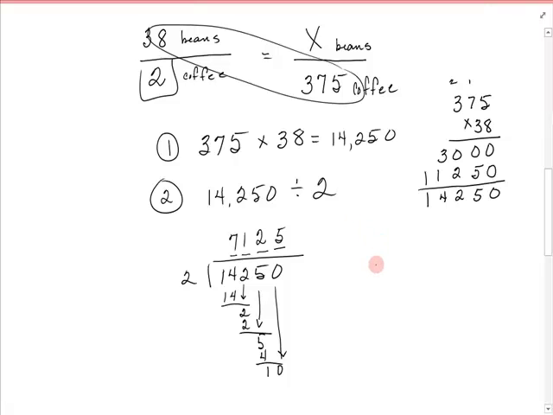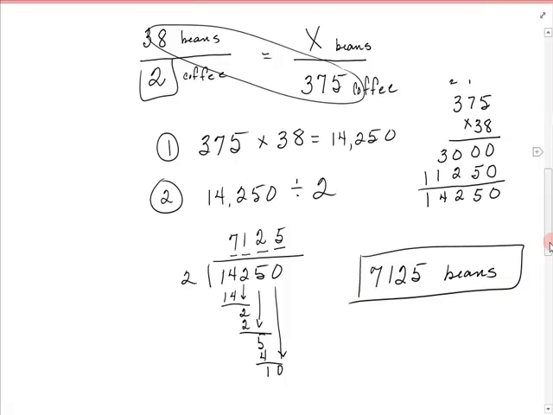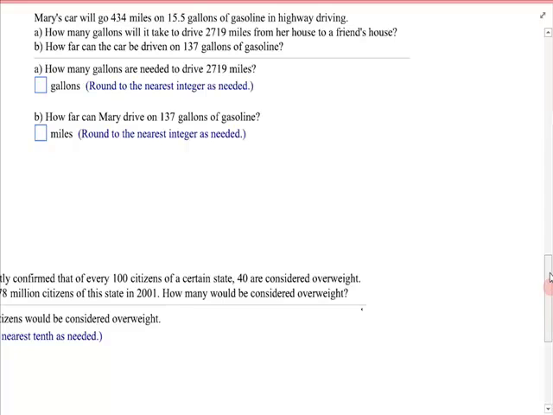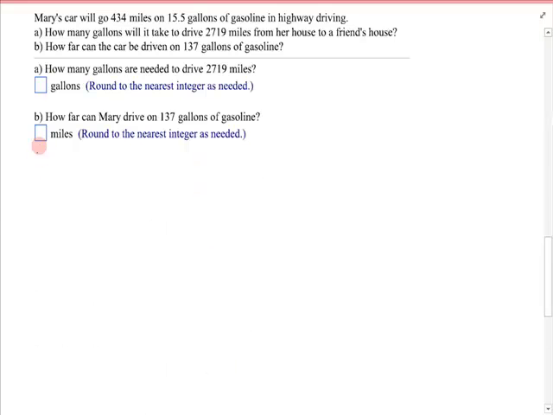So we need 7,125 pounds of beans to produce the coffee that they ask for. The process is not hard. Sometimes the arithmetic is tedious. All right, the next one has 2 parts. Let's work on A.